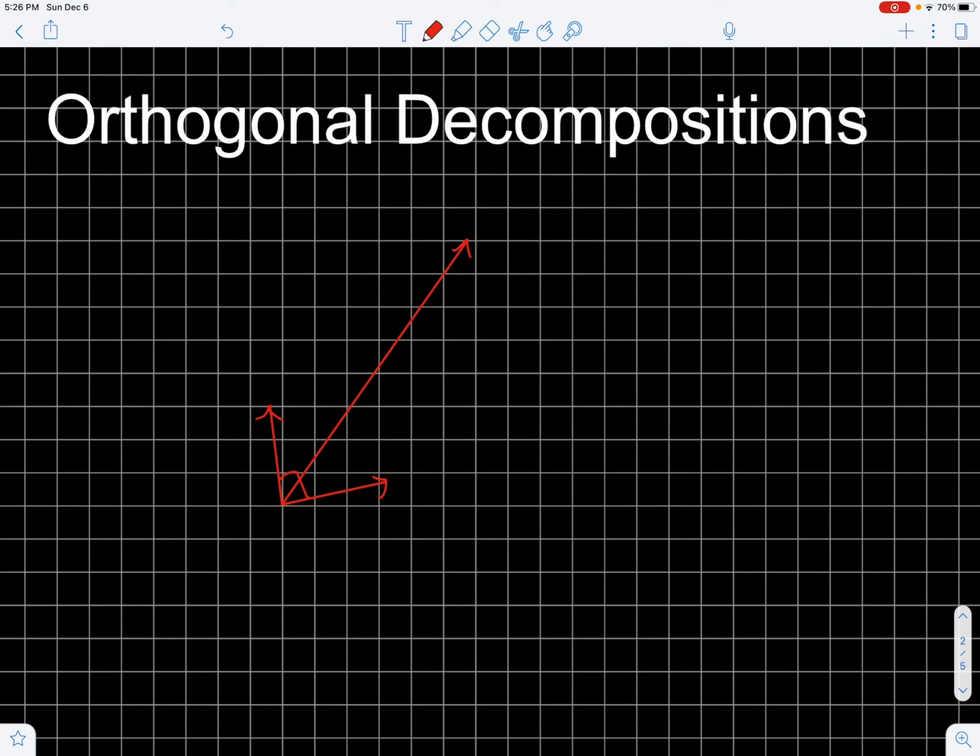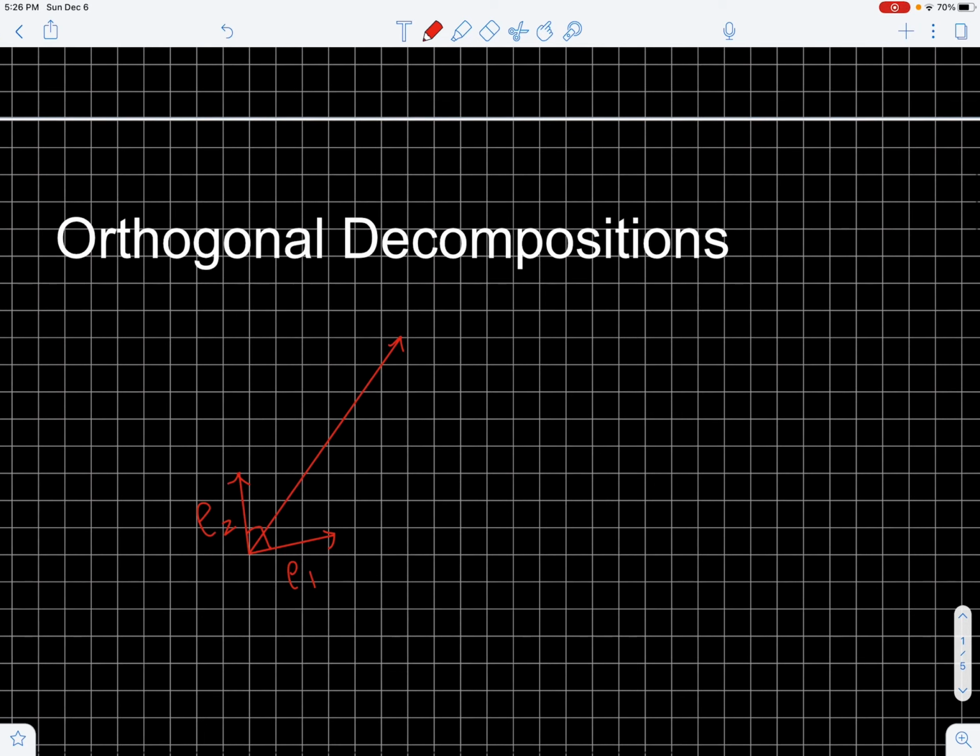So we've got our vector v. We're going to pretend that these are one long because I'm bad at drawing. We've got two unit vectors perpendicular to each other, e1 hat and e2 hat. All right. So we're looking for the length of this line and the length of this line, the lengths of the lines parallel to these two unit vectors.